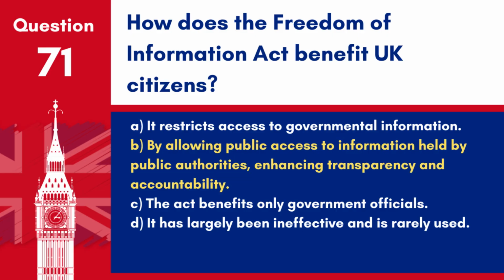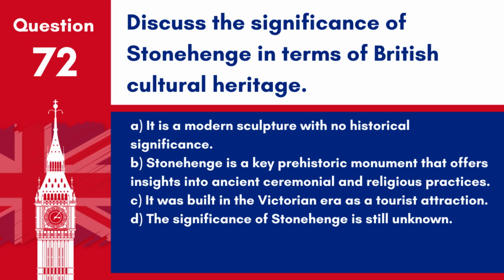Answer: B. By allowing public access to information held by public authorities, enhancing transparency and accountability. The Freedom of Information Act is an essential tool for democracy, enabling citizens to understand and scrutinize the workings of government. Question 72. Discuss the significance of Stonehenge in terms of British cultural heritage.